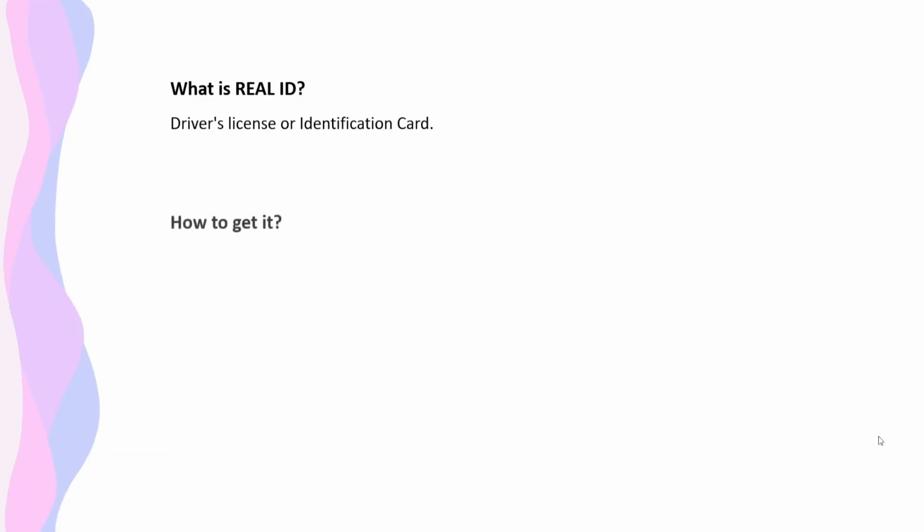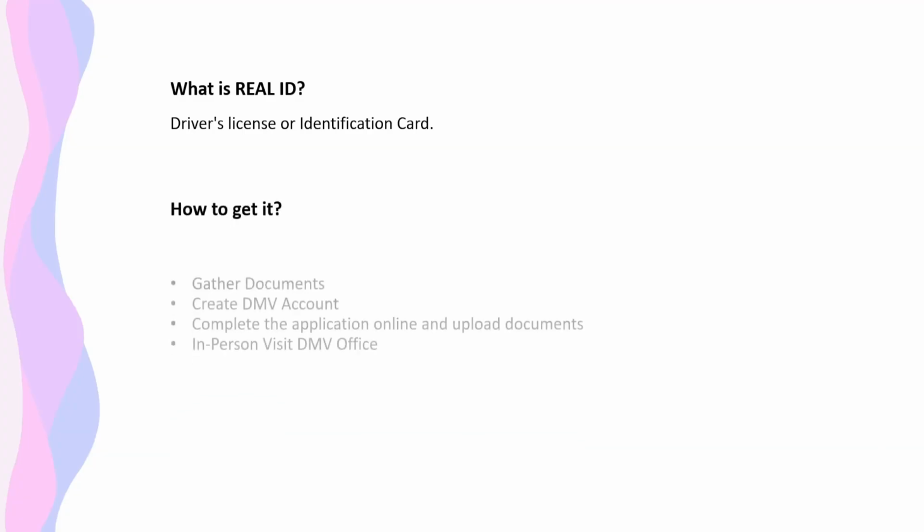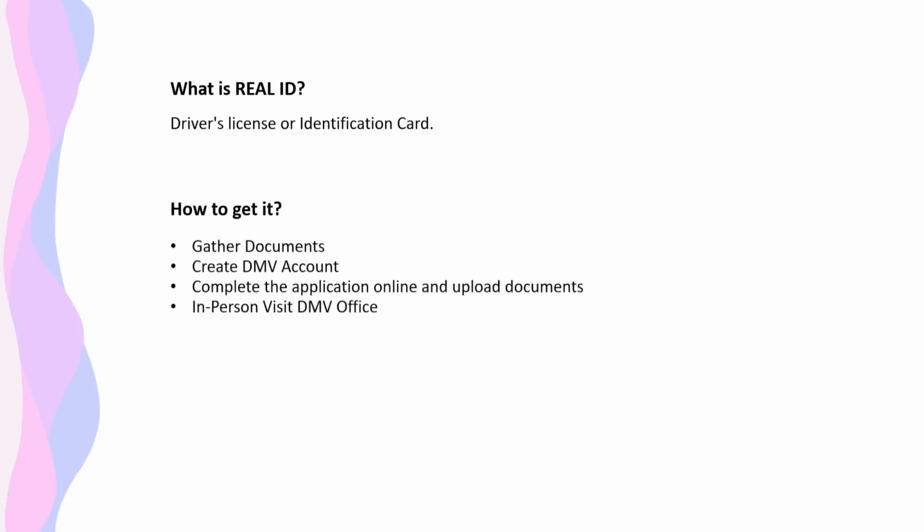Now let's see how we can get it. There are four simple steps. First, you need to gather the required documents. Next, you need to create a DMV account. Then you need to fill out the application online and upload your documents. And fourth, an in-person visit to the DMV office.